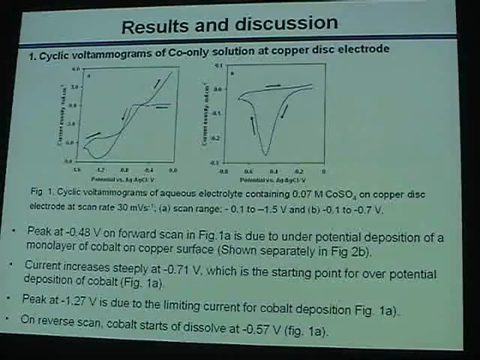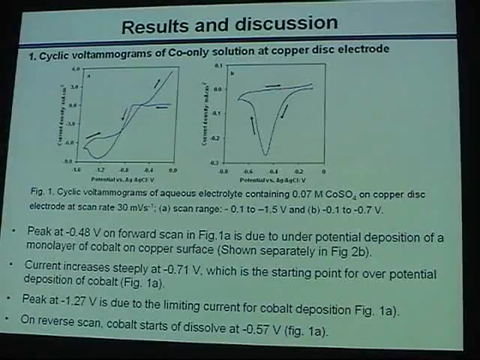This looks like a very small peak, and it is not actually the deposition of cobalt. It is, of course, reduction of cobalt, but it is a monolayer deposition of cobalt, which is called underpotential deposition. And this curve is just the larger resolution of this peak.